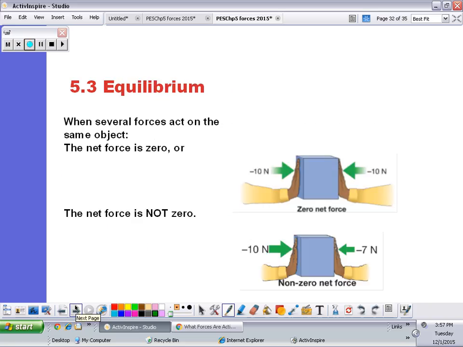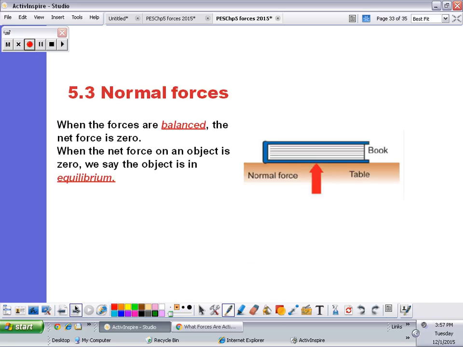So when the forces act on the same object and they cancel each other out, the net force is 0. So that means that there is no movement. They're in equilibrium. When the net force is not 0, then you know it's going to move. So here, because -10 and -7 are different, you're going to have movement on the object. So when you look at a normal force, they are balanced. The net force is 0. When the net force is 0 on an object, we say the object is in equilibrium, meaning that it's not moving.